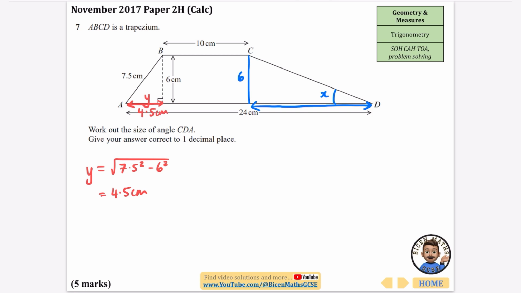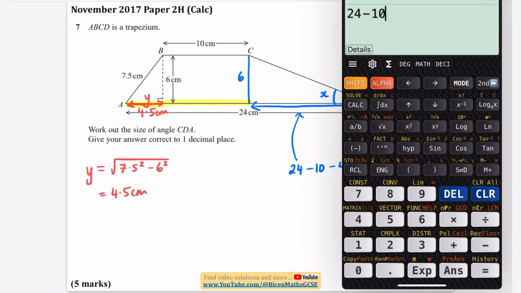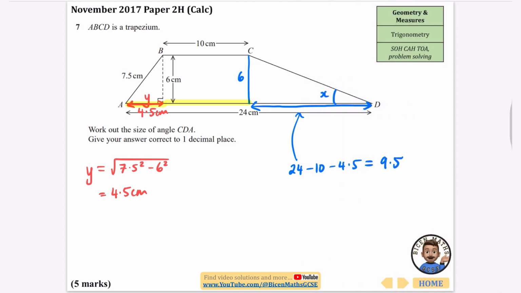I know that this is 10 centimetres, so this is 4.5 and this is 10, so I should be able to find out the bottom part of this triangle. The bottom part of this triangle that I've got here is going to be 24 minus the 10 minus the 4.5. So 24 minus 10 minus 4.5 is going to be 9.5. So I now know that the bottom part of the triangle is 9.5, which means I can draw out that triangle again. The bottom part is 9.5, the side part is 6, and the thing I'm looking for is x.